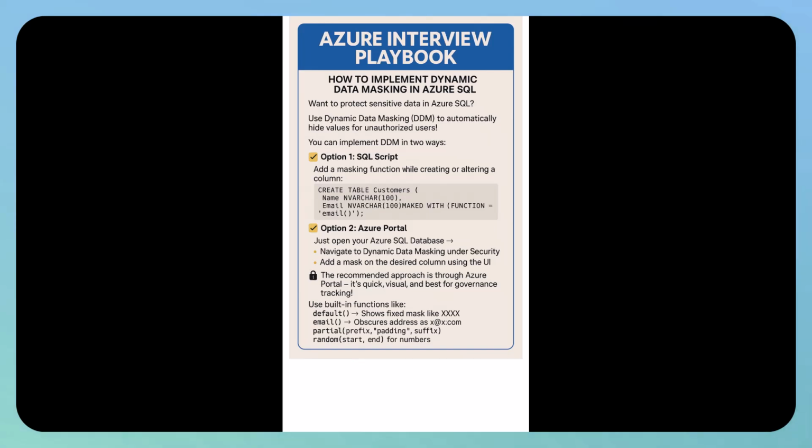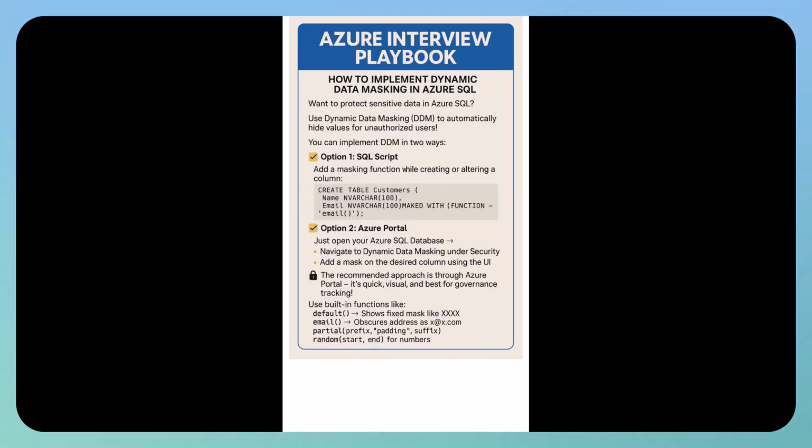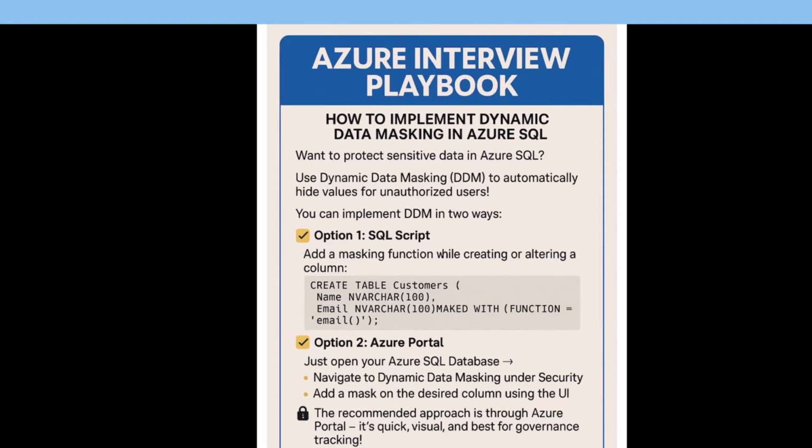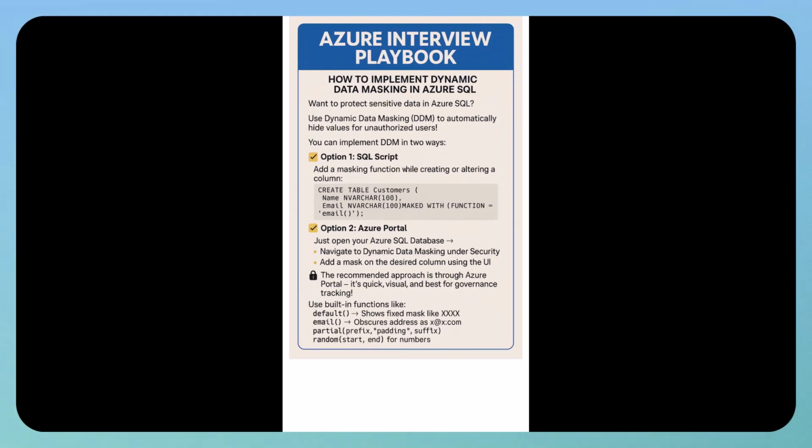Dynamic data masking automatically hides the values for unauthorized users. Only the users who have a permission called unmask will be able to see plain text. Masking can be achieved in two ways. Option 1 is to use SQL script. Option 2 is via Azure Portal.